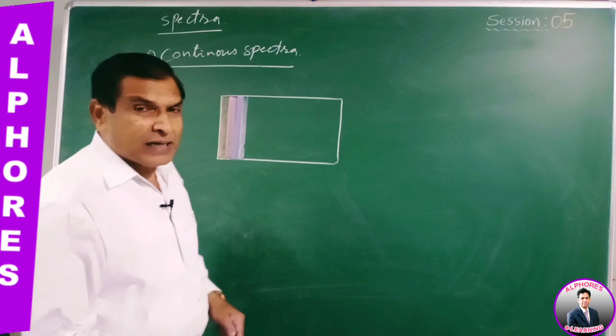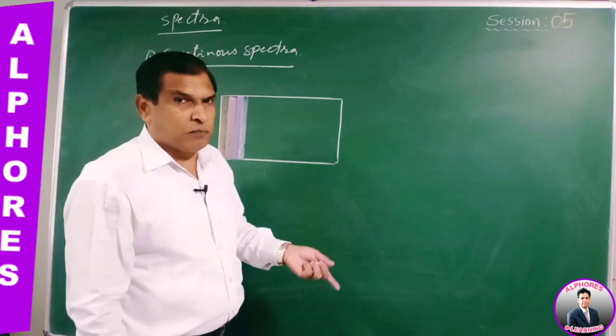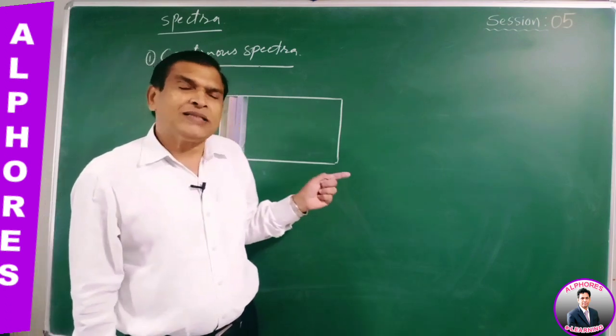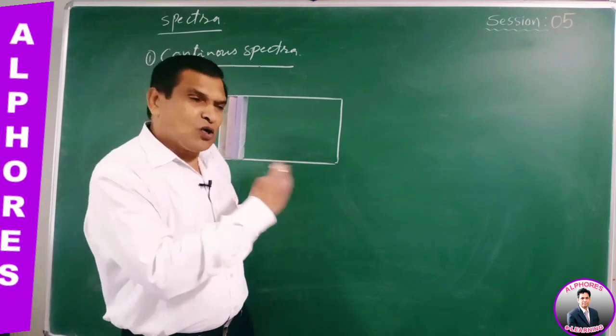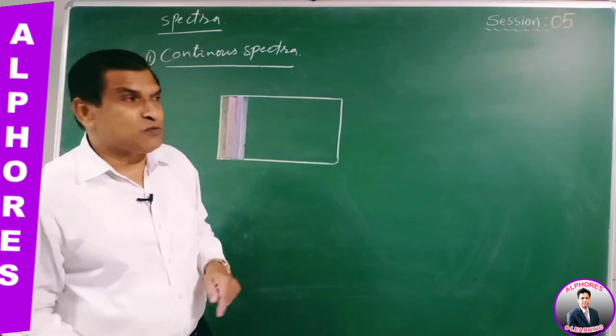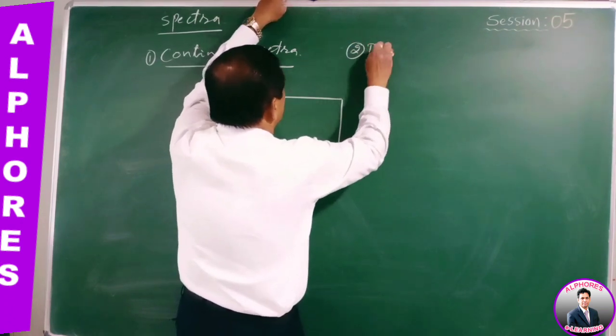An example for continuous spectra is the light spectrum. In that light spectrum we have 7 colors, VIBGYOR. All these 7 colors are arranged closely without any gap, so they belong to continuous spectra. The second one is discontinuous spectra.